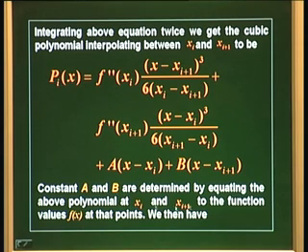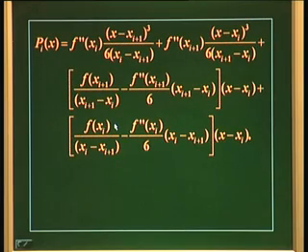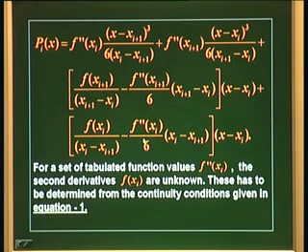We have fixed a and b by demanding that p_i at x_{i+1} is equal to f of x_{i+1} and p_i at x_i is equal to f of x_i. Now we need to fix these quantities. If you substitute all that, we get a polynomial of this form. We have the complete polynomial now, and the only unknowns in this polynomial are f double prime at x_i and f double prime at x_{i+1}. We do not know the second derivative of the function because we do not know the function itself.